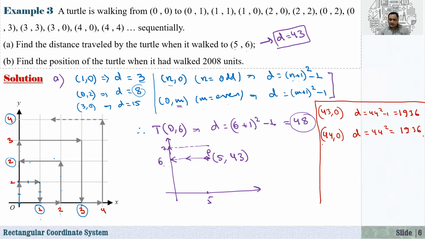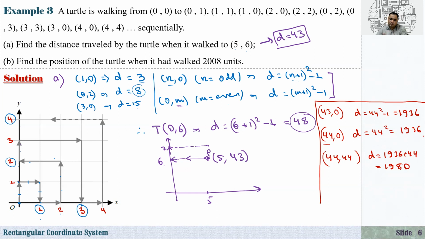So still it is on the x-axis, at (44, 0). So now it moves up, right? So 2008. So how about this (44, 44)? Because now at 44, it moves up 44 units after the turn left towards the x-axis. So the distance traveled will be 1936 plus 44, so that's equal to 1980. So now to come to the point 2008, we have 28 units.